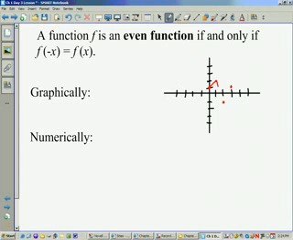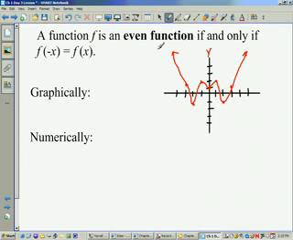Now, if this function was an even function, it would have to reflect everything over here on this left-hand side. So this point would be in there. This point would reflect over. 3, 1 would reflect over. And despite my drawing abilities, this should reflect over the y-axis.